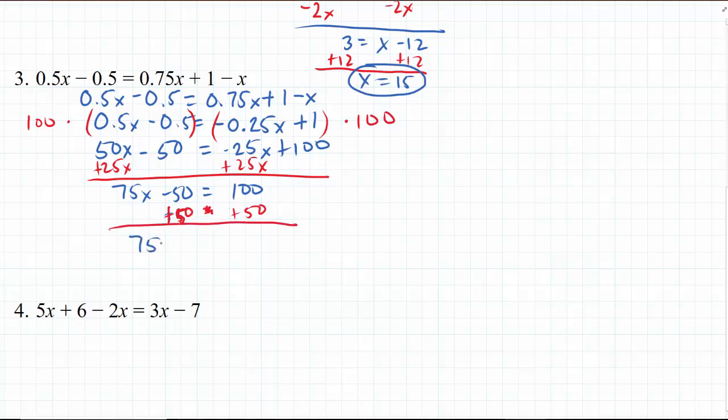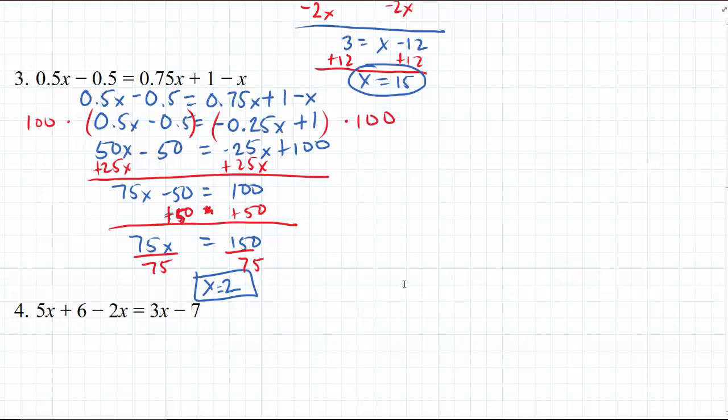So we have 75x equals 150, and we could go ahead and divide by 75. 150 divided by 75 is 2. So x equals 2.